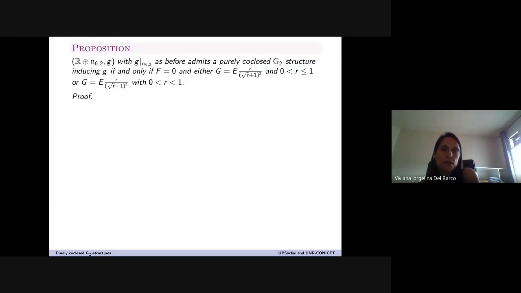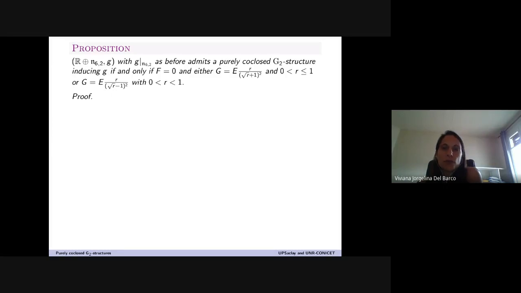What we did, and I'm not going to go through more proofs, was to prove propositions like this one. If we have a 7-dimensional Lie algebra with this metric, such that the restriction is given by the standard one with parameters E, F, in this case E, F, R, and G, then it is going to be induced by a purely coclosed G2 structure if and only if F equals 0, and G can be either E times this factor or the other factor. And these two options correspond to the 2 different orientations we can put on the 4-dimensional plane.